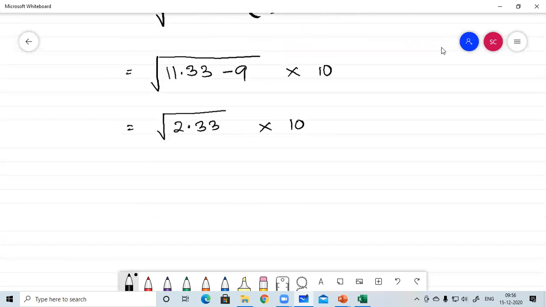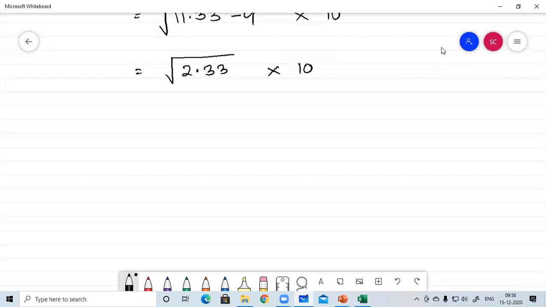Now when you do 2.33 on your calculator under root, you will get 1.526. So technically it should be 1.53, but you can keep it as 1.52 also, into 10. So my standard deviation is equal to 15.3.